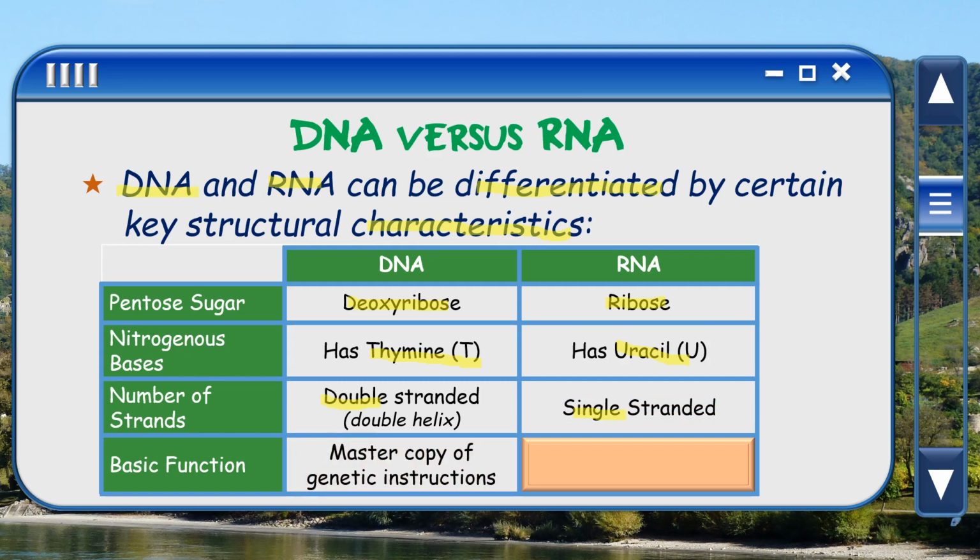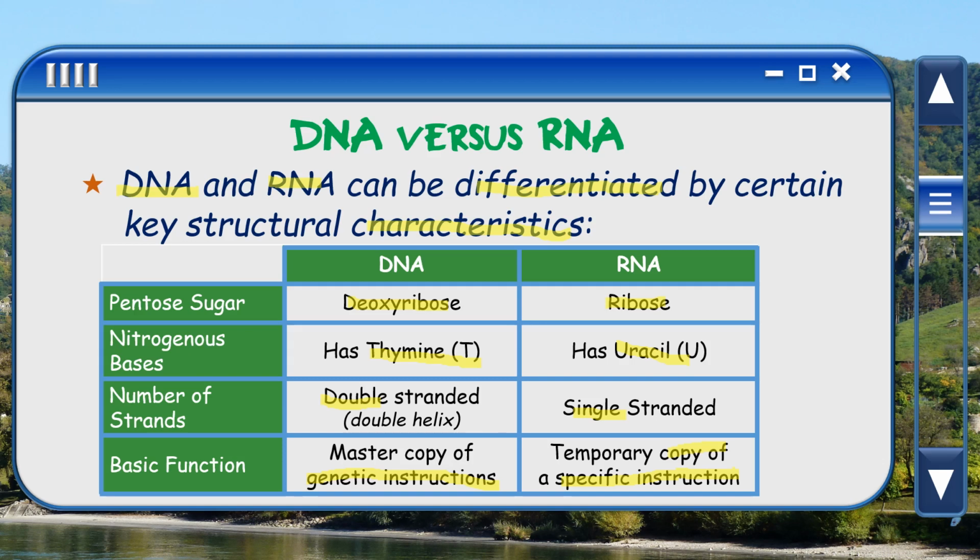As for the basic function, DNA is the master copy of the genetic instruction, and RNA is a temporary copy of specific instruction. It is just a copy of specific instruction. So those are the differences between the RNA and DNA in certain structural characteristics.